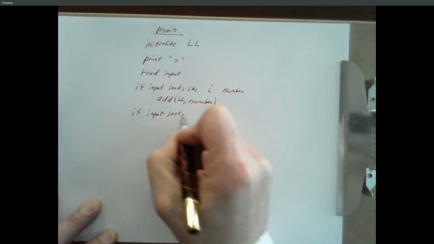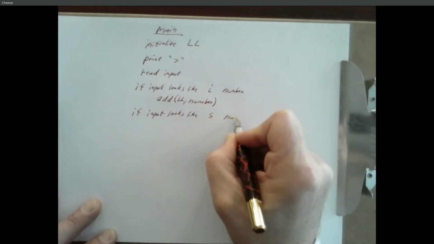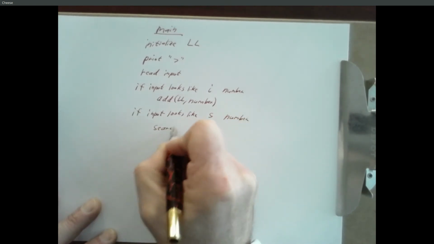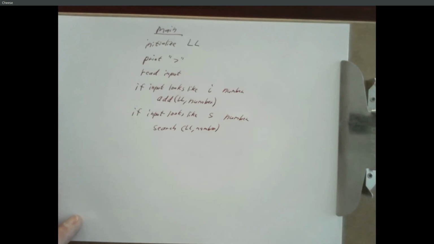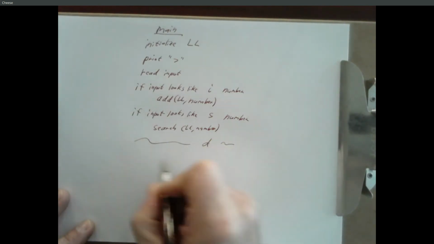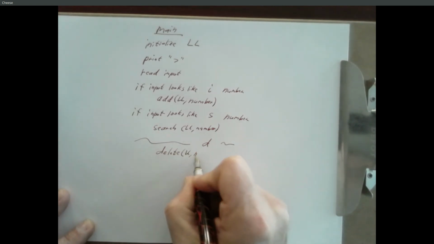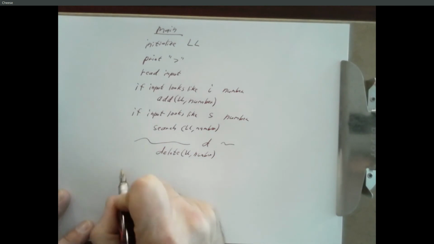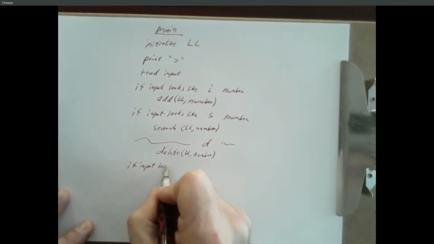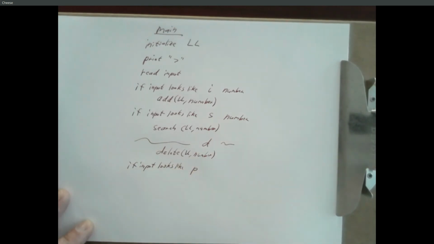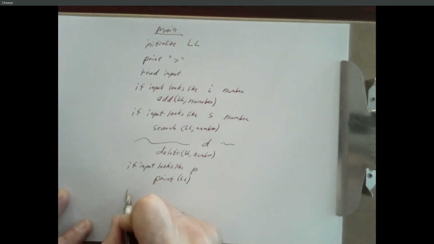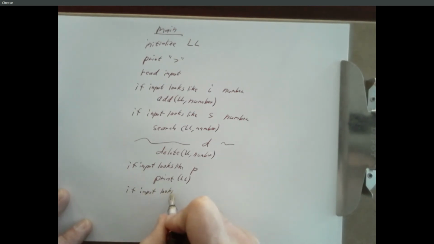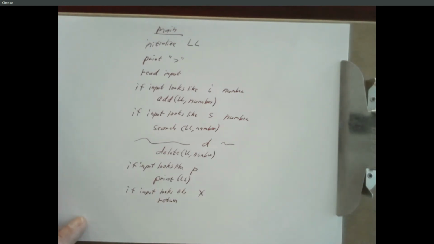If the input looks like search number, then we're going to call search linked list number, and so on. If the input looks like D number, then we're going to call delete linked list number. If the input is just P, then we're going to say print linked list. If the input looks like X, then we can just say return, because we're done with our program.